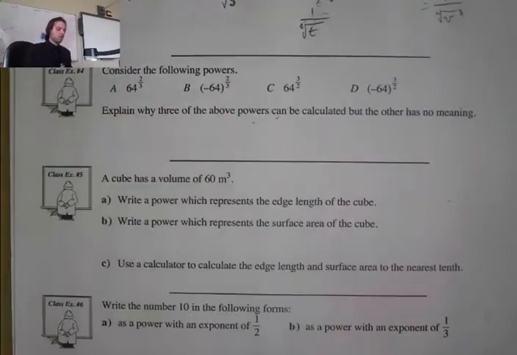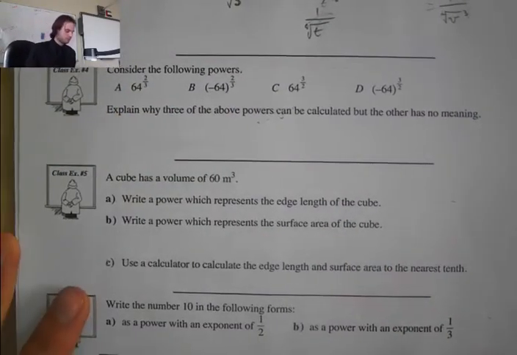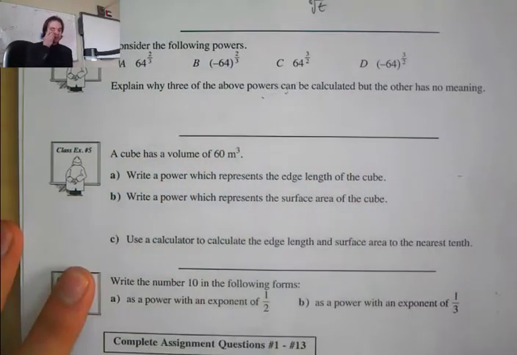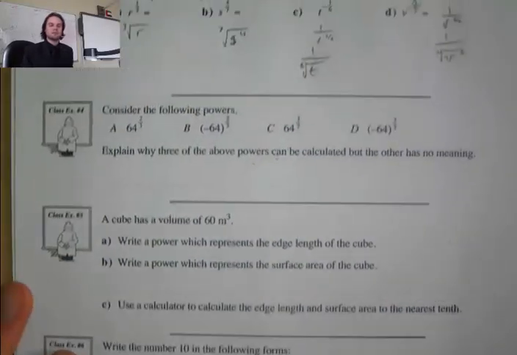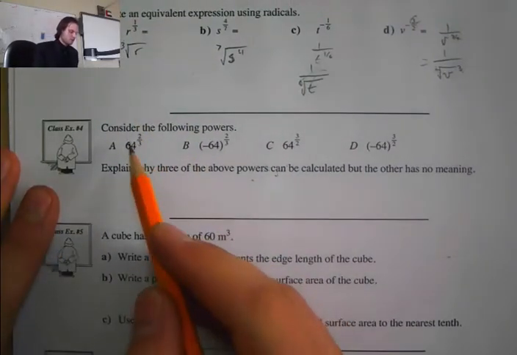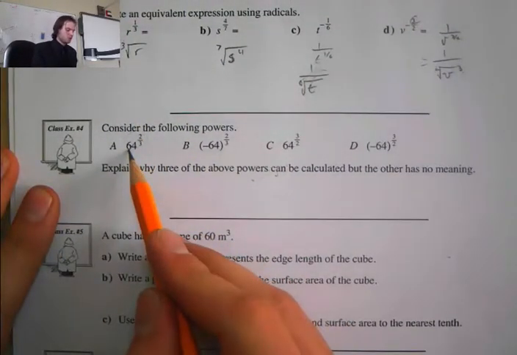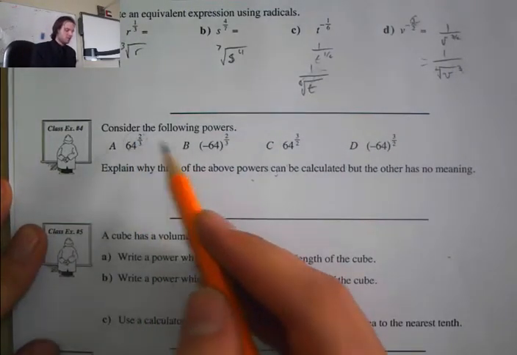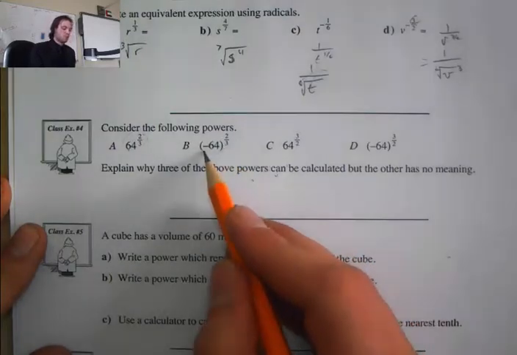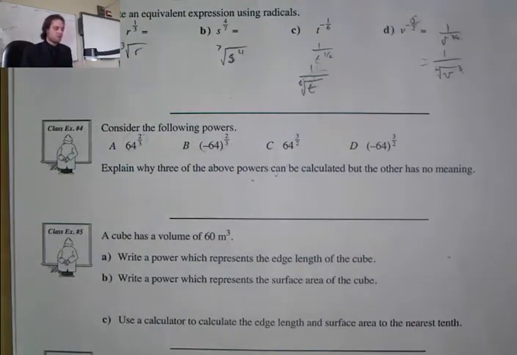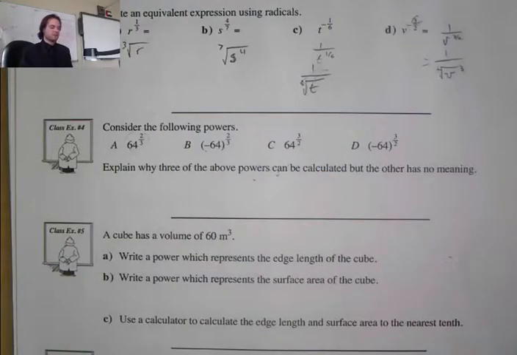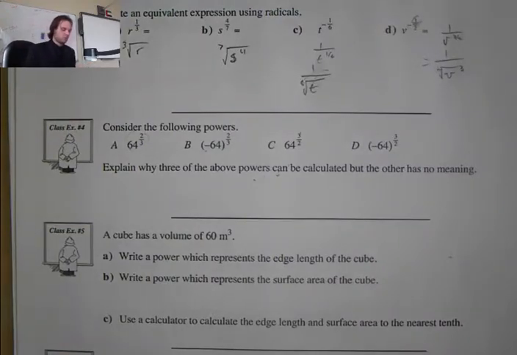All right, now consider the following powers. Explain why 3 of the above powers can be calculated and the other has no meaning. Well, I look at this one here, we could take the cube root of 64 and then square it. That's 4, 16. This one here, I could take the cube root of negative 64, that's negative 4, squared is 16. This one here, I could take the square root of 64 is 8, then I have to cube it, that's going to give me a big number, 64 multiplied by 8.